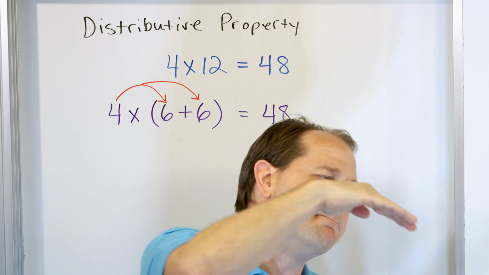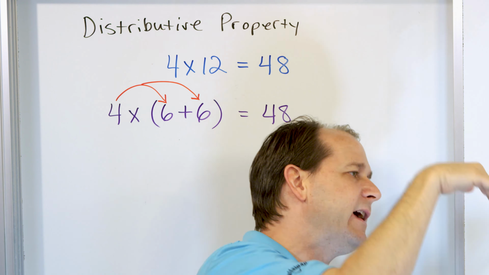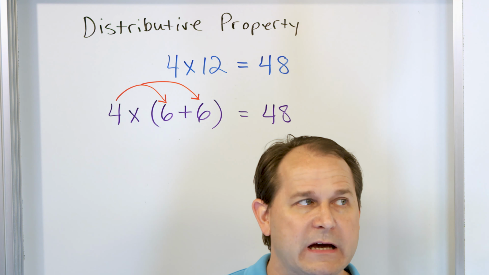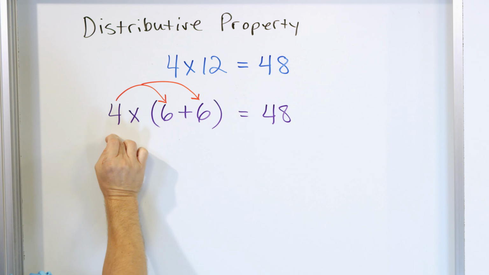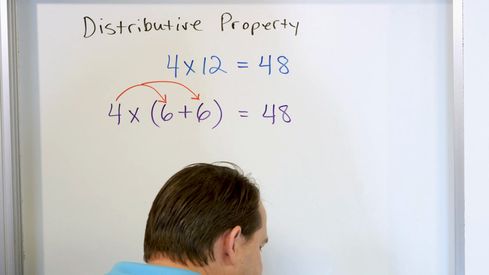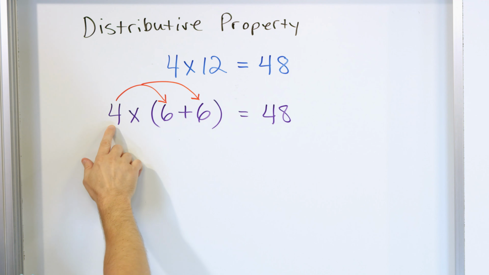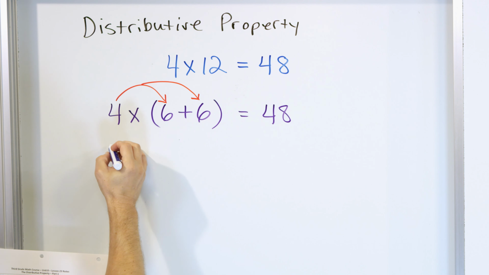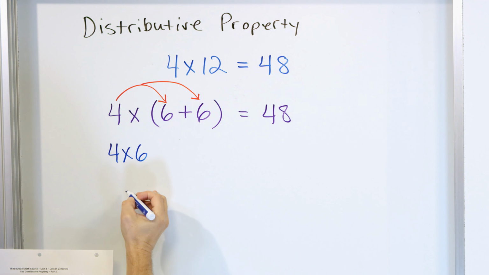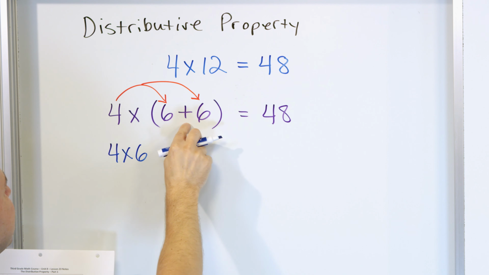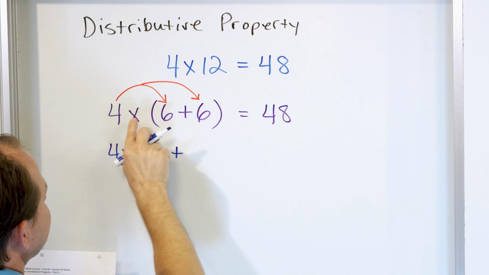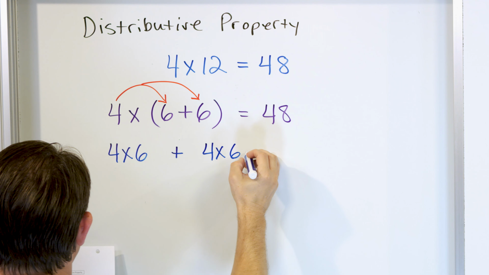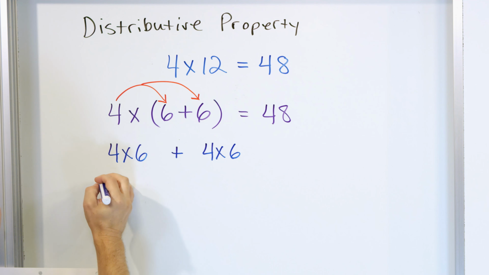It's like flying inside and bombing the first 6, and then it flies inside and bombs the other 6. It has to apply itself to everything in there because it's on the outside of this parenthesis, so it applies to everything inside. Because the 4 applies to the first 6, you still have this multiplication symbol. So what you really have is 4 times 6, right? And then you have this plus sign, and then it applies to the other one with a multiplication as well, 4 times 6, right?